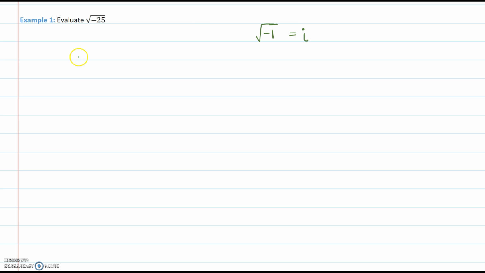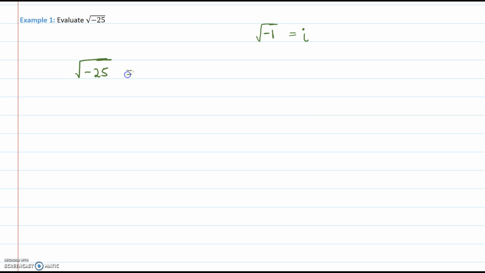Okay, so our problem here is to work out the square root of -25. Well, we know that there's no real number that multiplied by itself will give you -25. So we would say that -25 does not have a real square root. But with complex numbers, we can do something else.